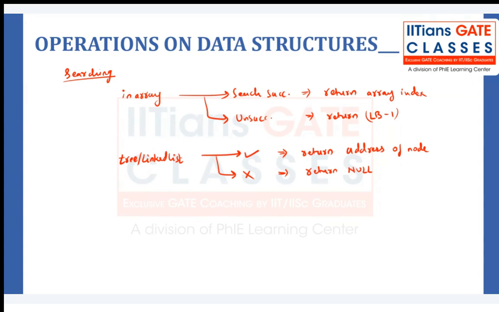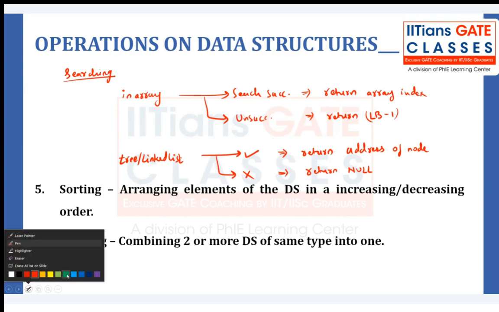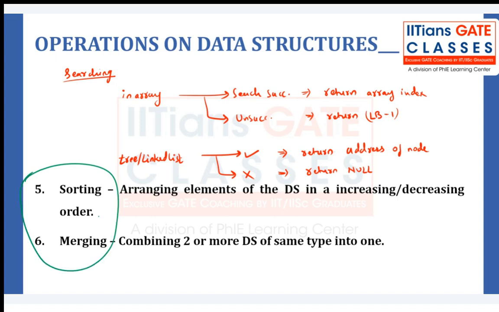And the next two operations are sorting and merging. These two operations we will see when we study algorithms, because there are various methods to sort and to merge. As the name suggests, sorting is arranging all the elements in one particular fashion, be it increasing or decreasing, and merging is combining two or more data structures of the same type. So we saw the classification and what common operations we'll see for each of the data structures.